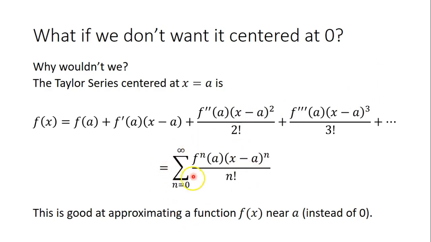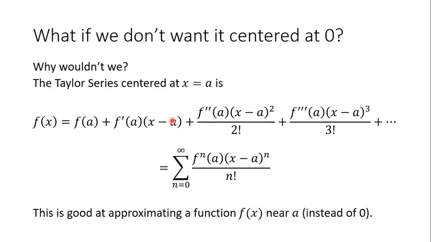So in sigma notation, sum from 0 to infinity, the nth derivative of a times x minus a to the nth power divided by n factorial. So this is good at approximating a function near a instead of near 0. Now again, you could just plug 0 in for a here and you would have the Maclaurin series, right? You would have f of 0, f prime of 0, f double prime of 0. But this is just if you wanted to mimic it somewhere else.